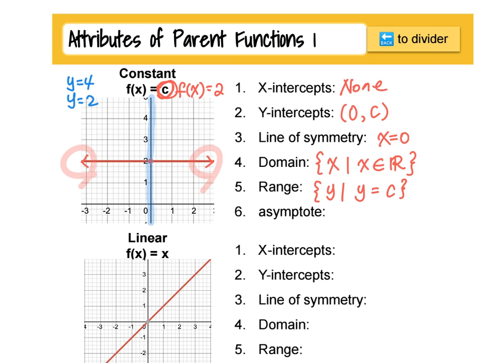And asymptote. You might not be familiar with the term asymptote, and you're going to see an example of which graphs have an asymptote. An asymptote is like an invisible line. The graph reaches toward infinity, but never crosses, never passes. I will show the example later on. On the constant function graph, we don't see any asymptote.